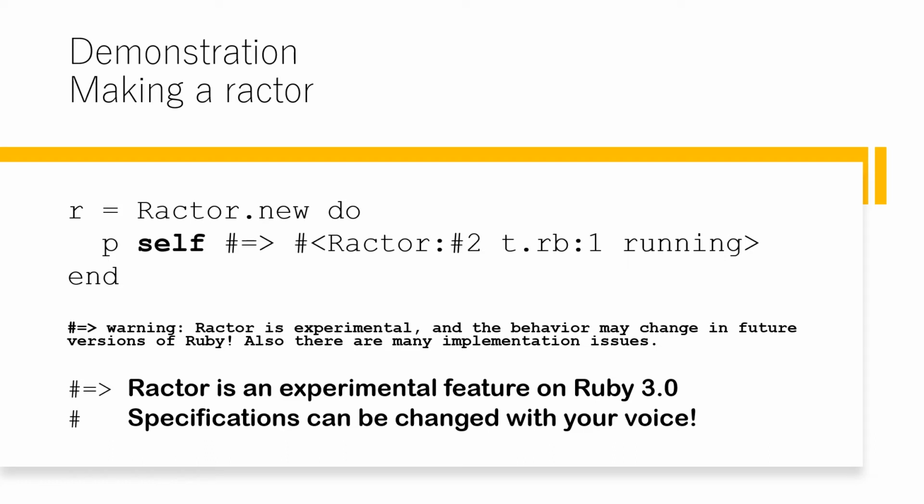By the way, if you make an additional Ractor, you will see the experimental warning. It means Ractor is not matured in Ruby 3.0 and the specification will be changed. If you have any comment, please send us your comments. Your voice can improve the specification.